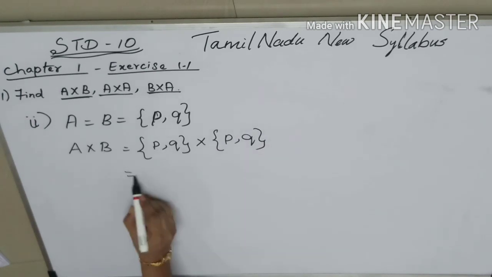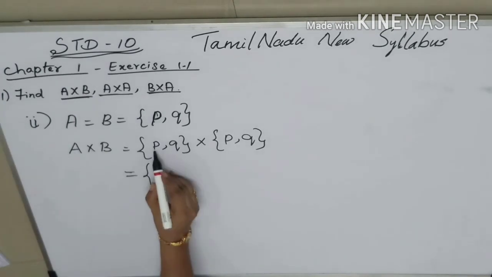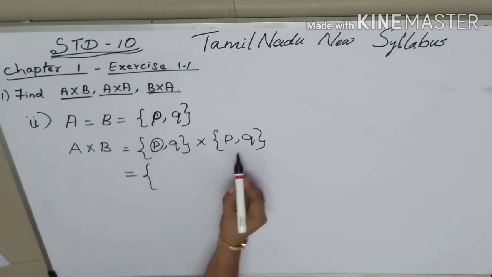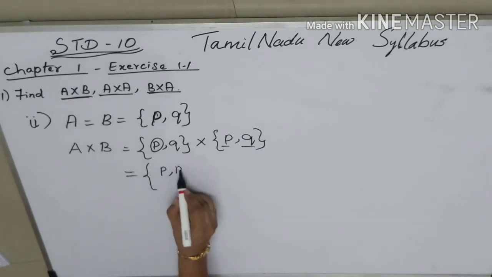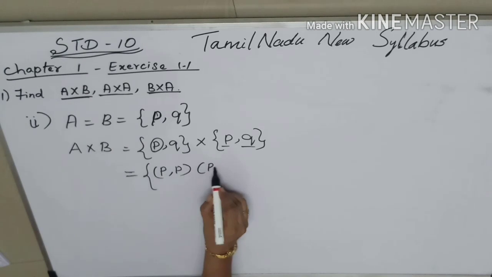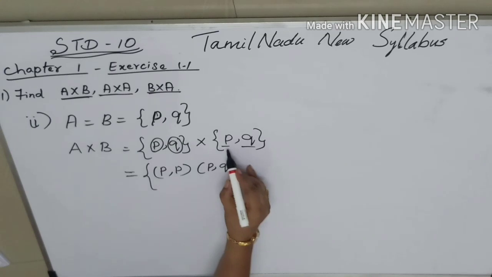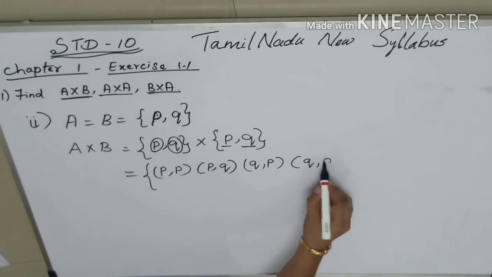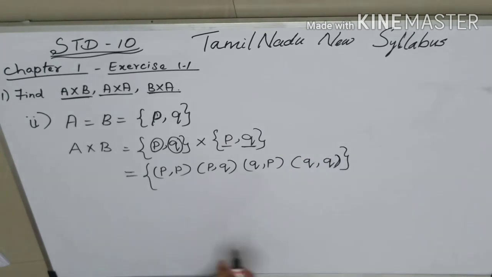Okay, so you will have to write your ordered pairs. Open your set bracket, write your ordered pair. How will you write your ordered pairs is, take your first element in P, join with these 2 elements. So it is p comma p, then p comma q. Your second element in A has to be joined with these 2 elements. So it is q comma p, again q comma q. So once you finish up all the elements, you can finish up your set bracket.